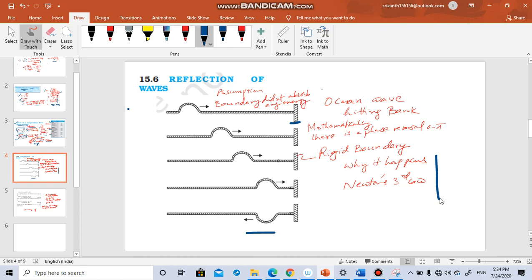So mathematically, how are we going to understand this? Mathematically we are going to say there is a phase reversal. From 0 it became pi. Why? Because before hitting, you see this is the maximum displacement, let us say +1. Now it became -1, right? So there is a phase reversal. This is what happens in the case of reflection of waves.